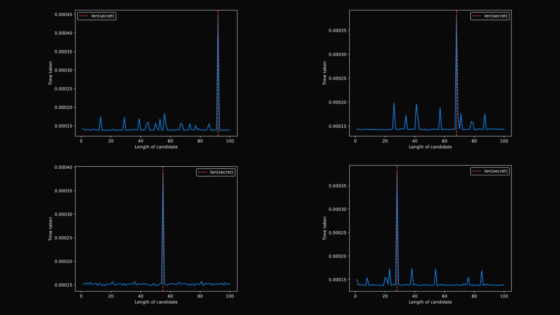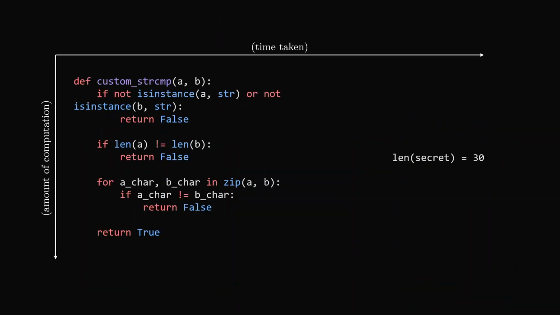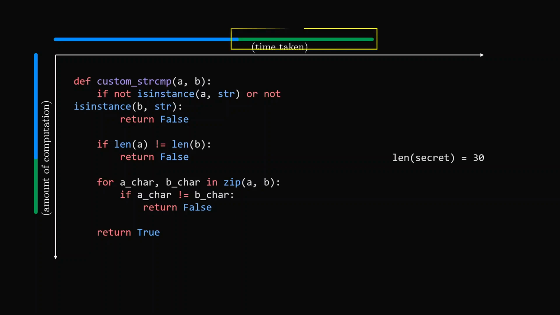Let's get our attention back to this custom equality method to understand why this happens. Assume that the secret length is 30. Now, for all candidates with length not equal to 30, we would return from here taking some specific amount of time. But for that one candidate whose length is equal to 30, this check would be passed and it would proceed to get its characters compared with secret. The characters may or may not be equal, but in any case, this takes far more computation before returning the result, which causes the extra noticeable delay. So, just by measuring how long it takes to return the result, we could crack the length of the secret.